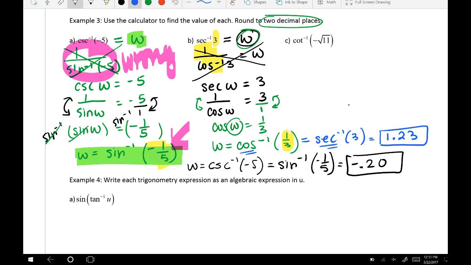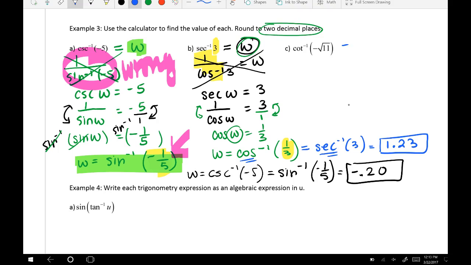Last question of example 3. Again, I'm going to assign an answer to it. And just like the other one, remember, this is cotangent inverse. My answer for cotangent inverse has to come from quadrant 1 or 2. Because this is a negative, I know it has to come from quadrant number 2. And this is the most difficult one. This is the type of question that most people will get wrong on the exam. So make sure we understand.